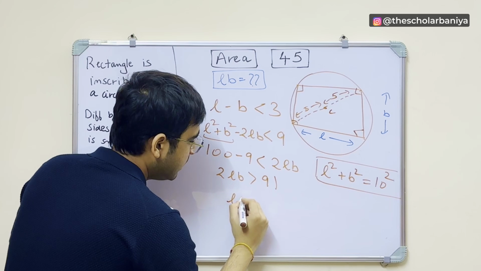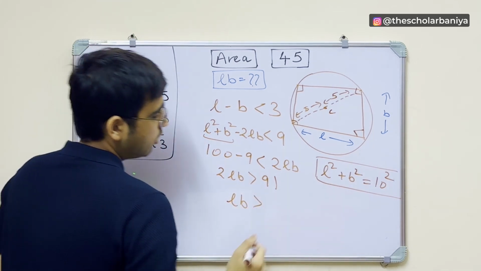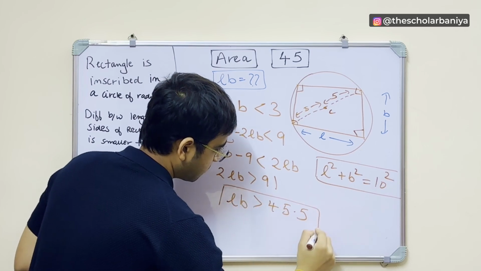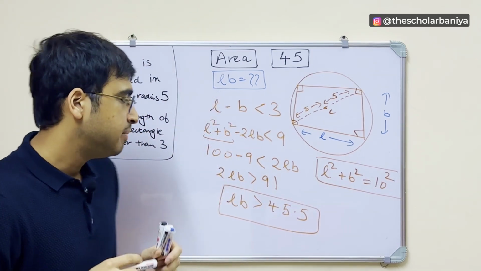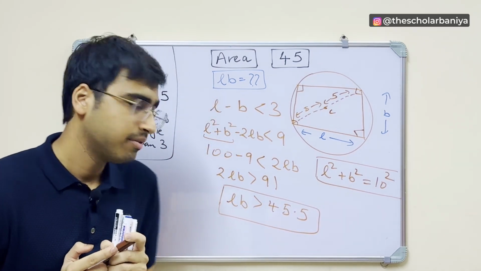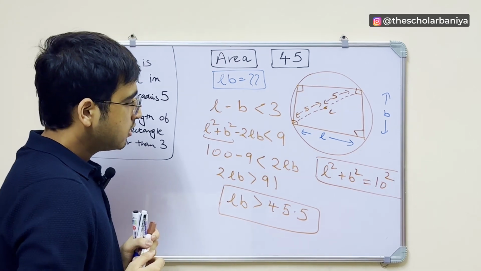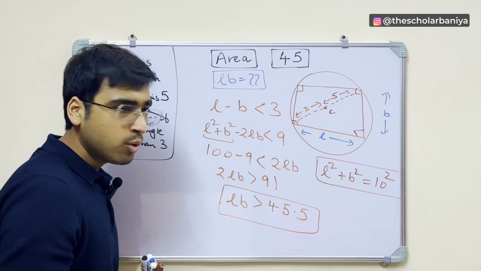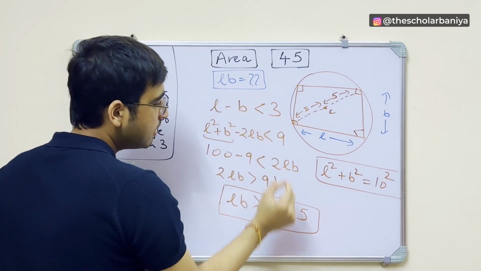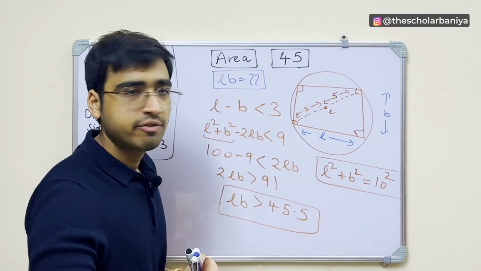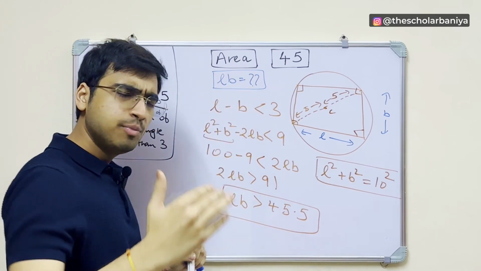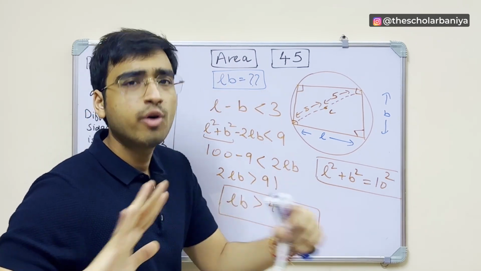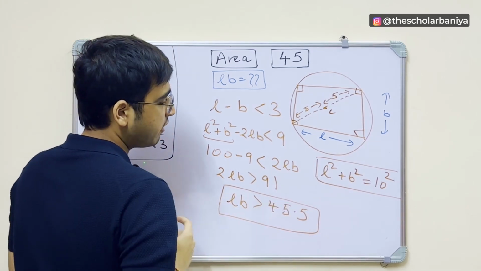Which means LB is greater than what? 45.5. Which means LB is greater than 45.5, right? So we had to find LB, which is the area. And we know that the area, which is LB, is greater than 45.5, which means it can be 45.6, 45.7, 50, 80, 100, whatever. But it is greater than 45.5.